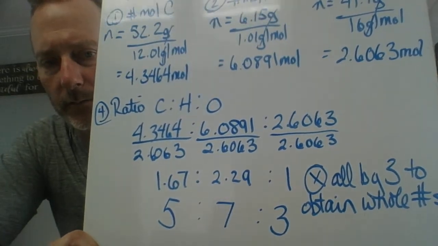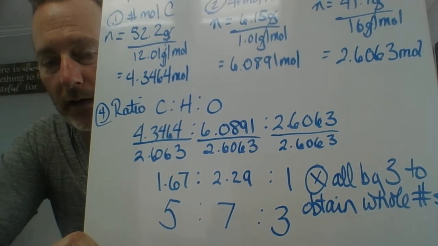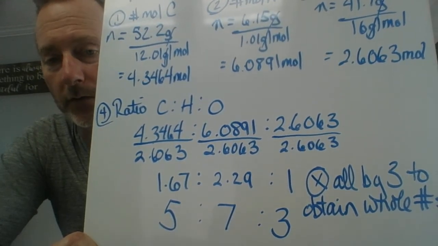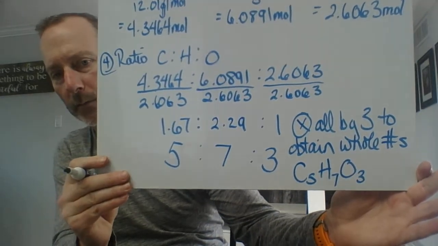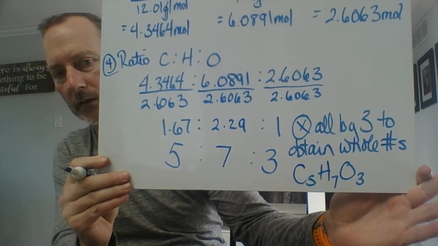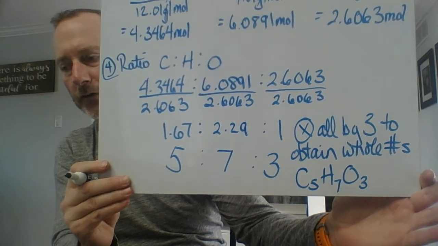Again, because it's not a whole number, now obviously these would be whole numbers in nature, but they're not whole numbers because we've rounded here and there. And what that does, it gives me a molecular, or sorry, empirical formula of C5H7O3. Okay. So there's my empirical formula. Okay, that's my lowest whole number ratio that I can get.